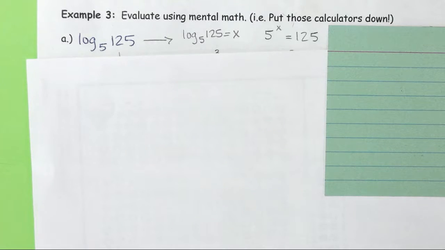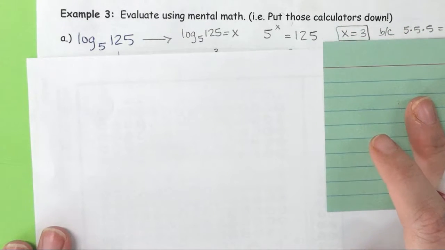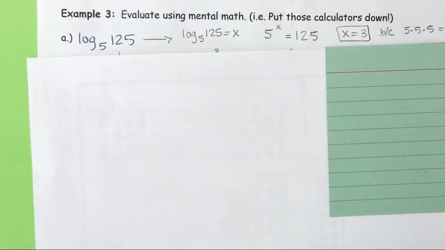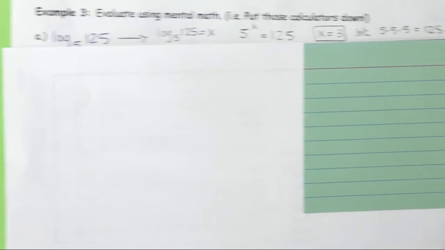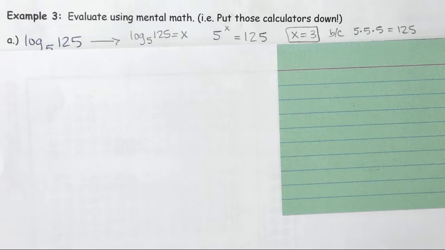Well, we know 5 squared is what? 25. Okay, so 5 cubed? 125. So then if we solve this, our answer would be x equals 3. Okay, and it's x equals 3 because 5 cubed, or 5 times 5 times 5, is 125.